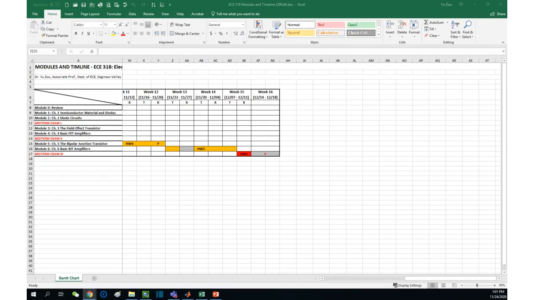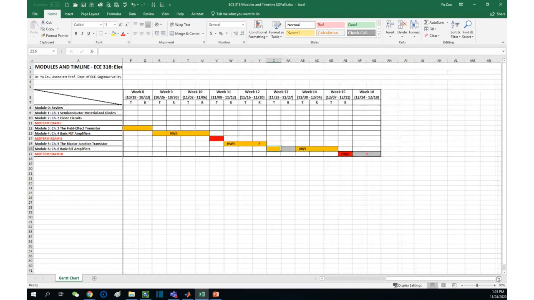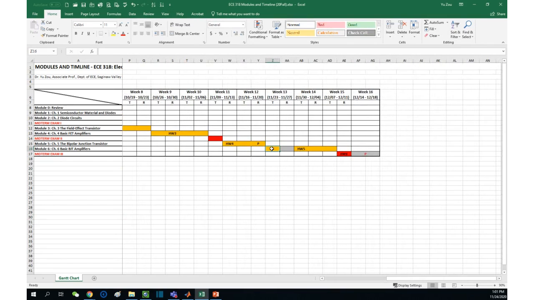Here we are watching the Gantt chart, and we are at this very cell right here, right before the Thanksgiving break, Tuesday. And this is also the first lecture for the very last module, module 6, the basic BJT amplifiers.